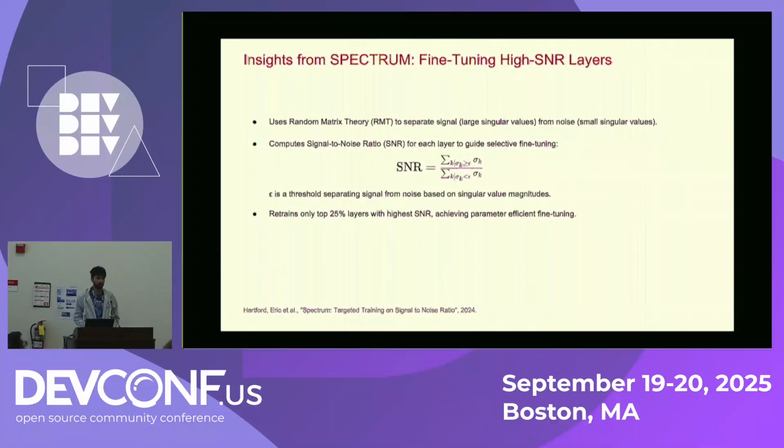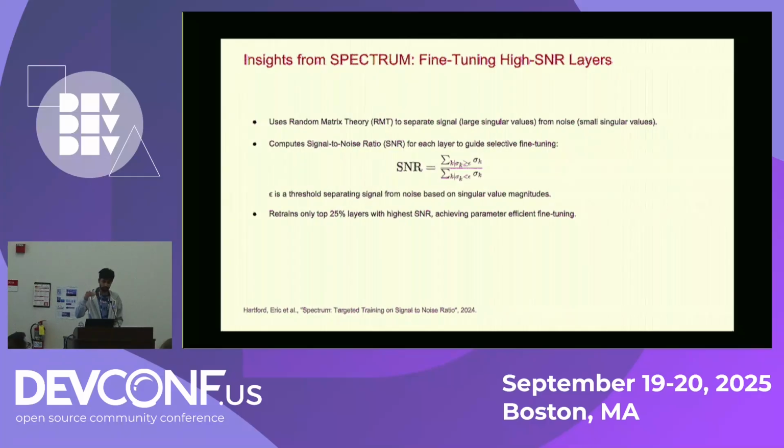So building on top of Laser, Spectrum does, again, a singular value decomposition, and finds the matrices that have high signal to noise ratio. What does high signal to noise ratio mean? Using random matrix theory, they find a threshold for each of these individual matrices, and all the singular values above this threshold correspond to signal, and all the singular values below this threshold correspond to noise.